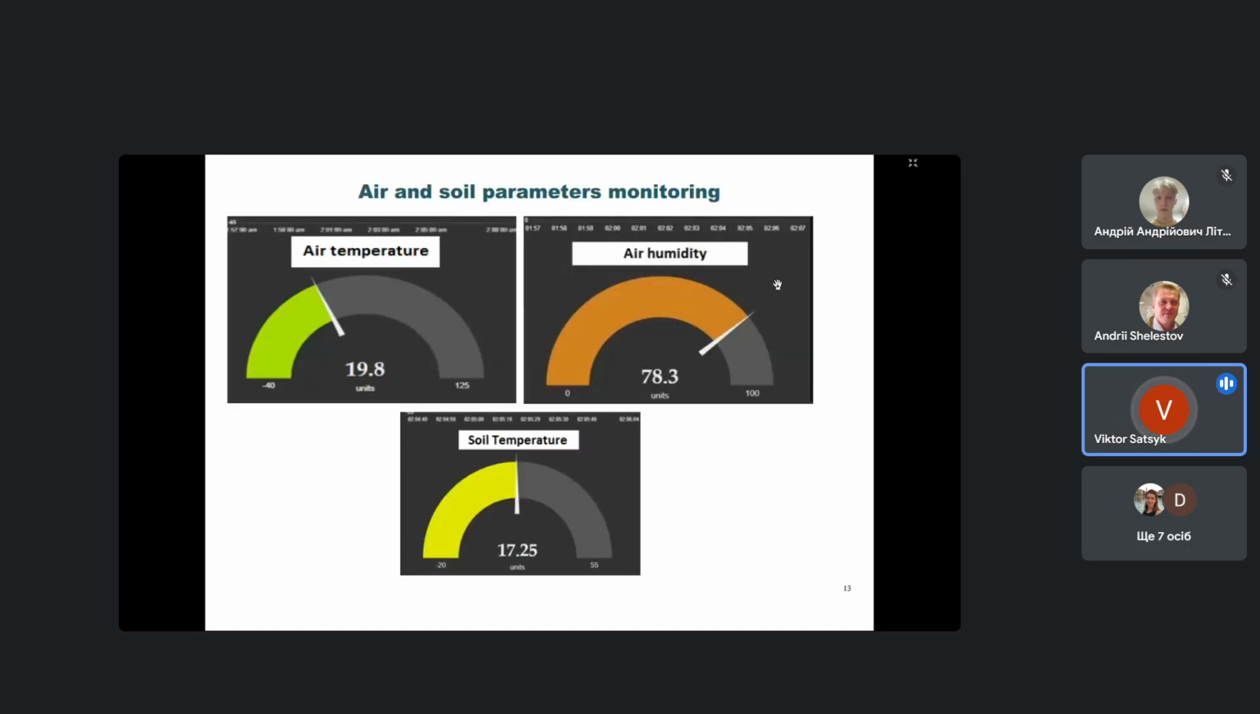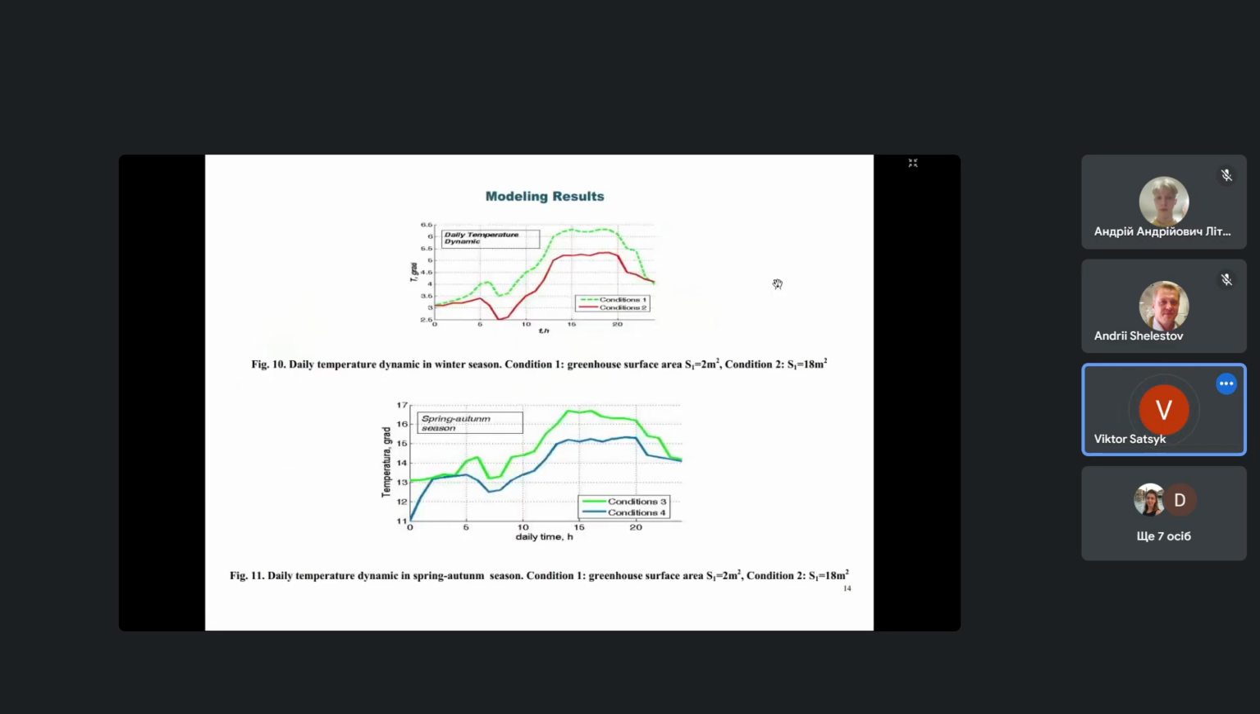On this page, you can see the pictures of how we can see in Node-RED the air temperature, air humidity, and soil temperature. These graphics. Next, we can see modeling of our results. On figure 10, we can see daily temperature dynamic in the winter season, where we have two different parameters: condition number 1 is the smallest greenhouse, and condition number 2 is the bigger greenhouse.